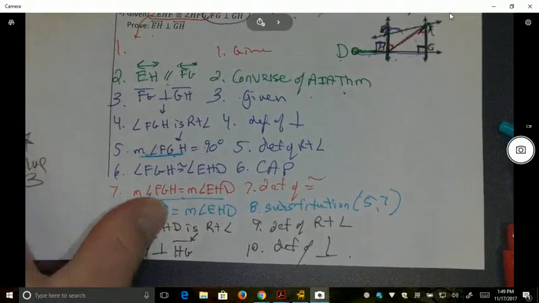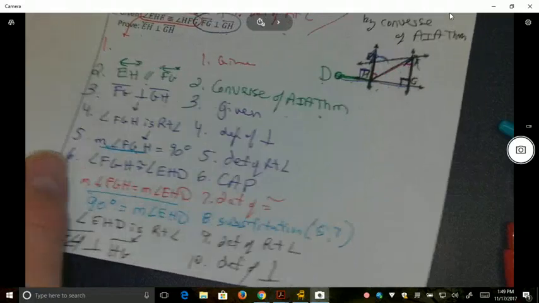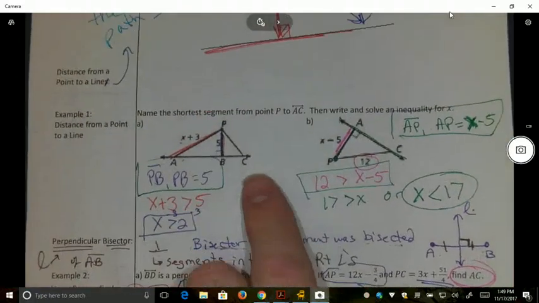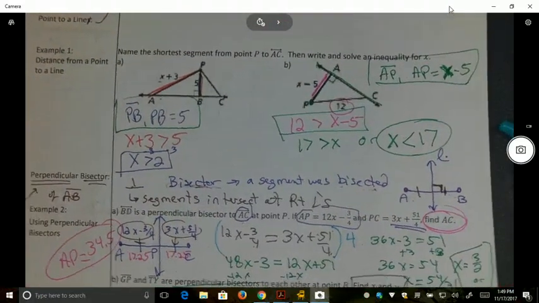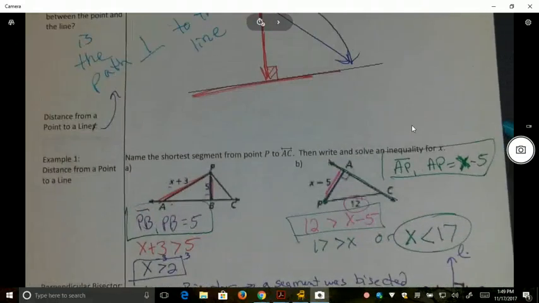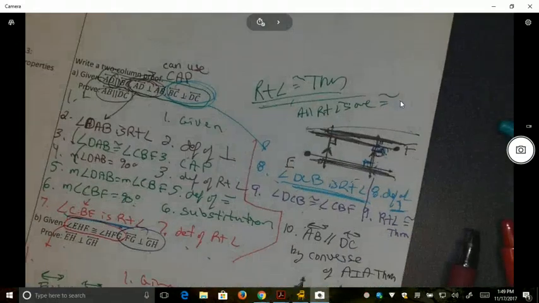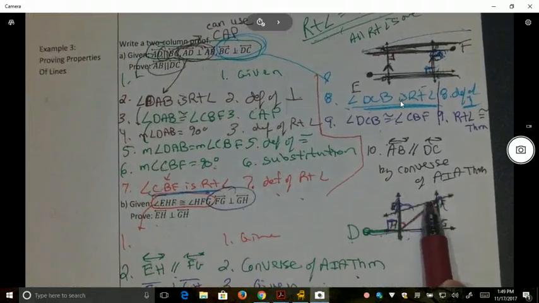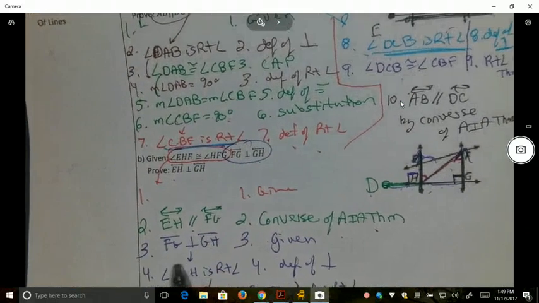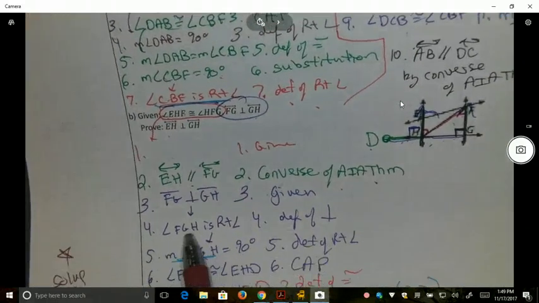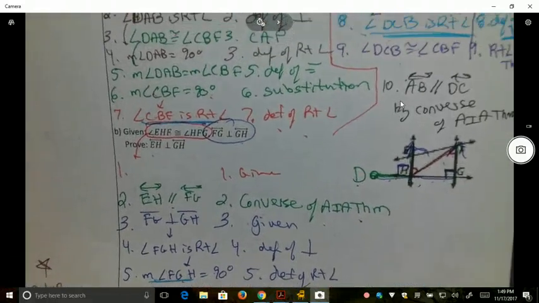This concludes the video notes for 3-4. You'll be able to do some practice problems, hopefully like these, and involving perpendicular bisectors. And then hopefully you can also use our converse theorems in proofs, and the definition of perpendicular, definition of right angle in proofs as well.